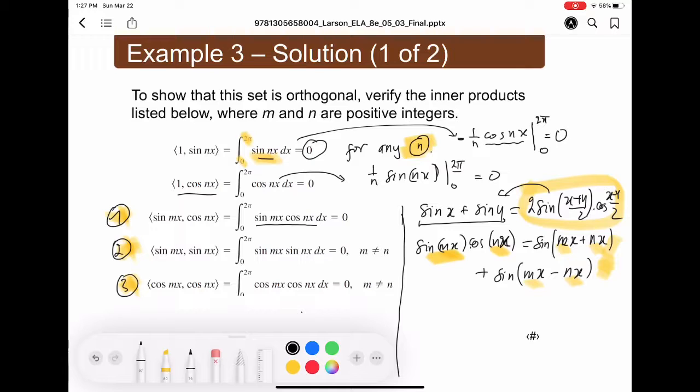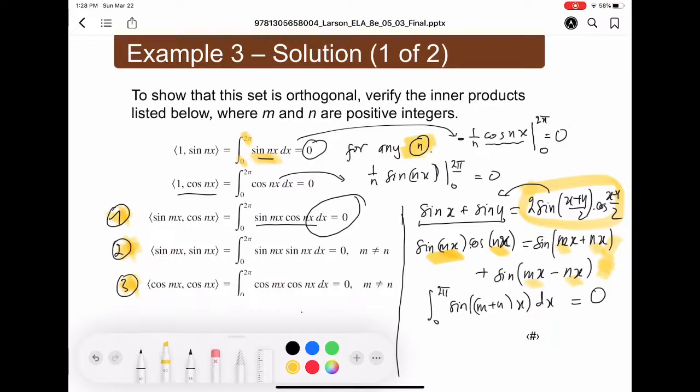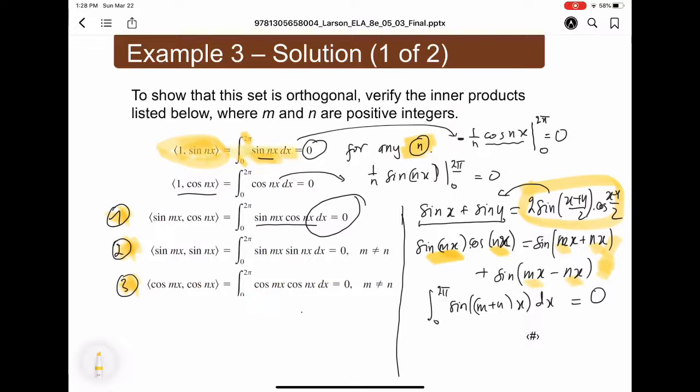Now, you will evaluate this integral. You break that into two integrals. The first integral is the integral from 0 to 2 pi of sine of (m plus n)x dx, and of course this is 0, as we have seen previously in the first case. For the second integral, the integral from 0 to 2 pi of sine of (m minus n)x, this is also the same. The integral is 0.